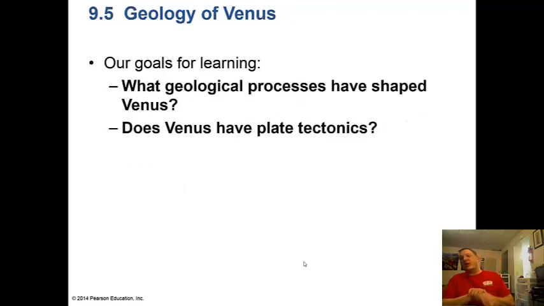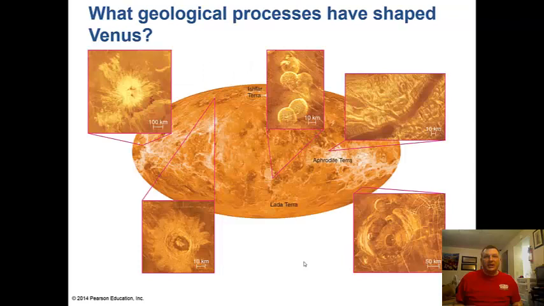So let's now switch away from Mars and go to Venus. What geological processes have shaped Venus? And does Venus have plate tectonics? Venus has this big thick layer of atmosphere, 90 times thicker carbon dioxide than what we see on the Earth.